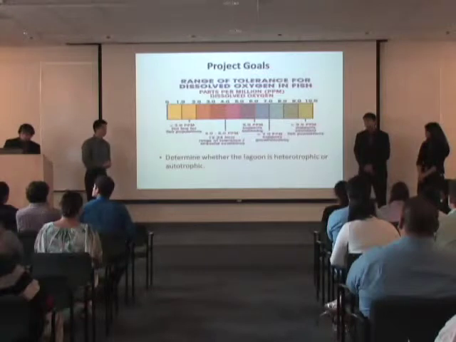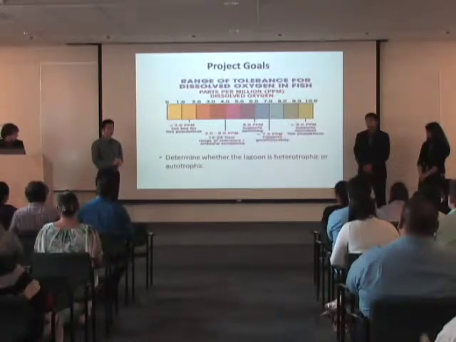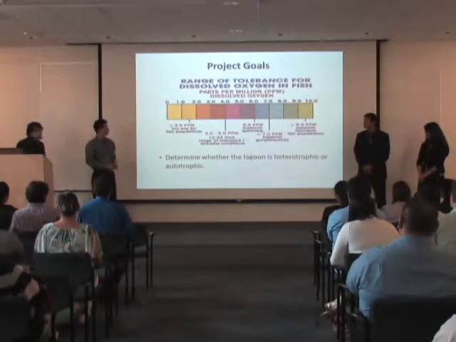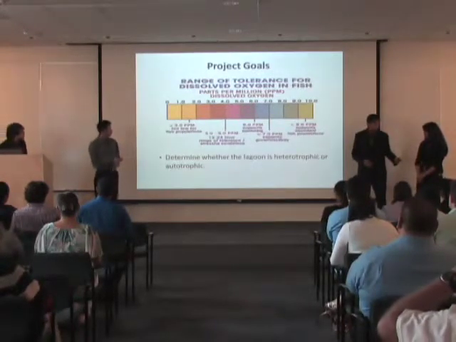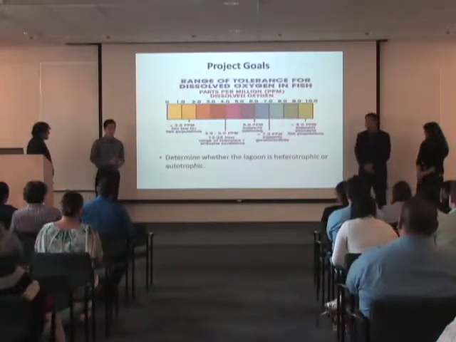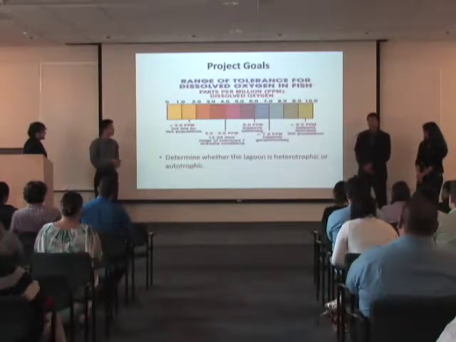And our project goal is to identify whether the lagoon is heterotrophic or autotrophic by measuring the dissolved oxygen concentration in the lagoon. So right here is the scale from 0 to 10. And if the ratio we calculate is under 3, we can say that the lagoon is heterotrophic. And anything above 3 ppm can be considered an autotrophic environment.